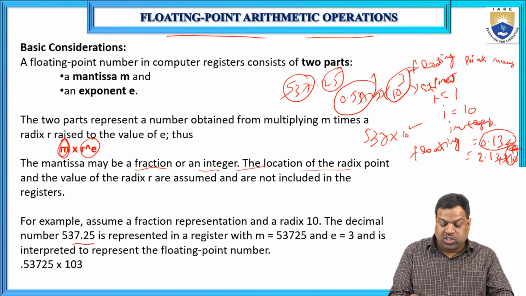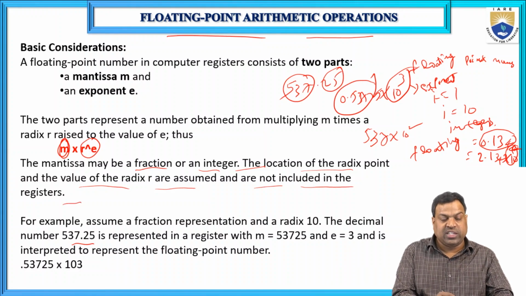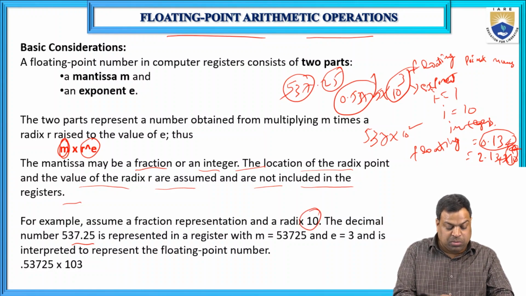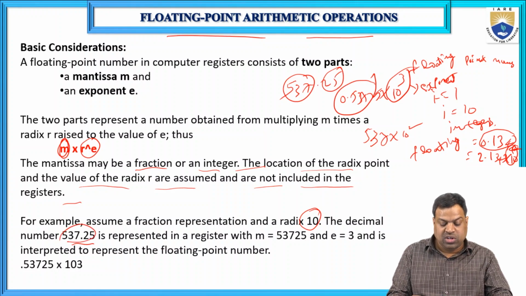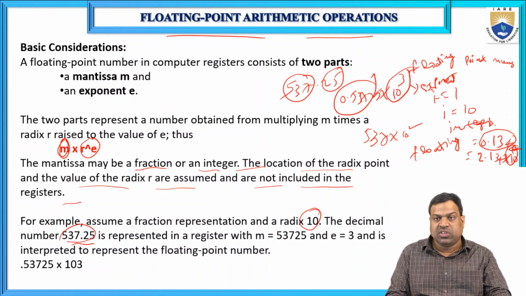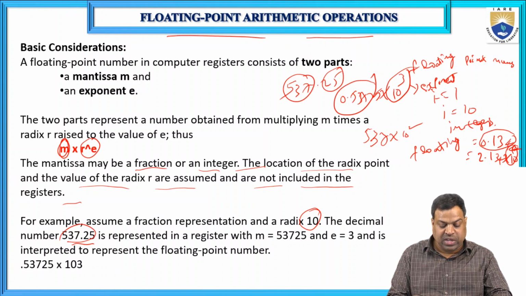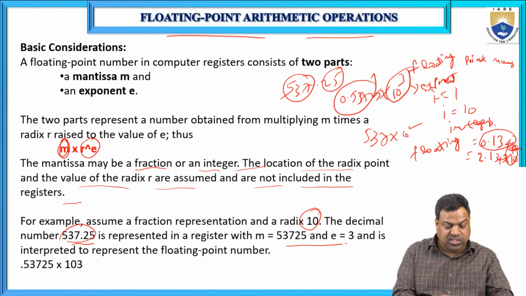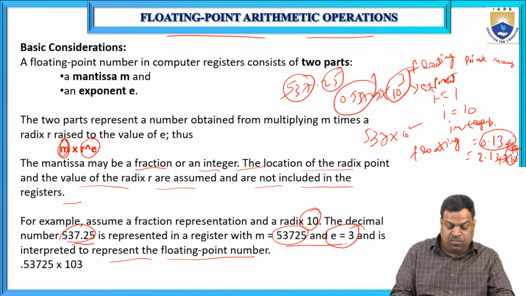The location of the radix point and the value of the radix r are assumed and are not included in the registers. Here we take one example with radix 10. The decimal number is 537.25, a decimal value. We represent it in register form with m equal to 53725, and e equal to 3. What is the exponent value? 3 is there, but my value is 53725, so we have to convert it to 0.53725 into 10 cube.